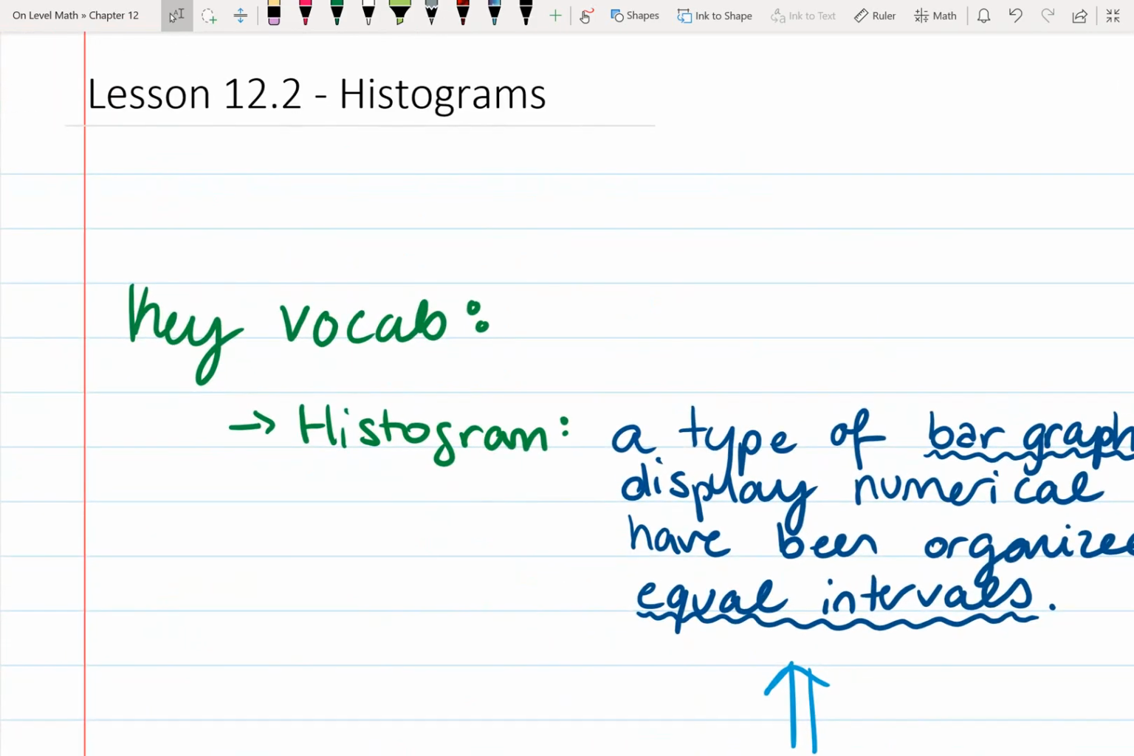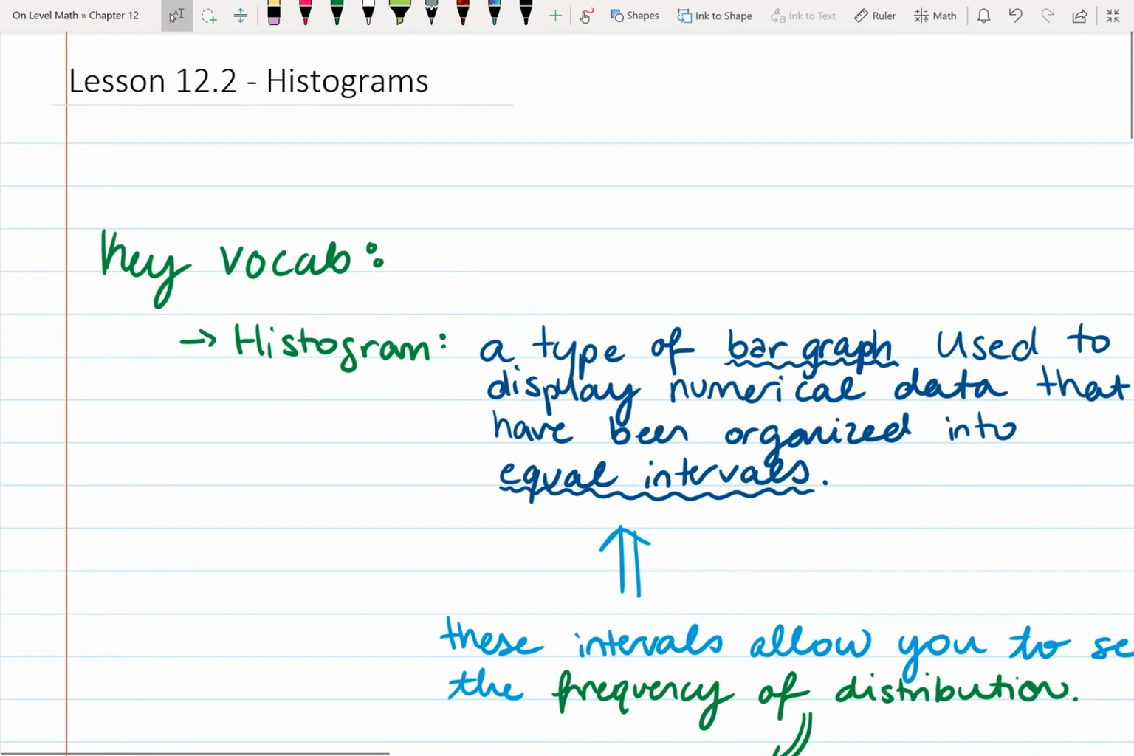Are you ready for a joke? What did Aaron call his grandmother who taught statistics? His histogram.